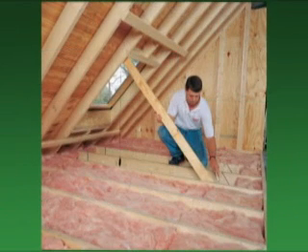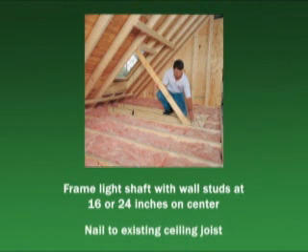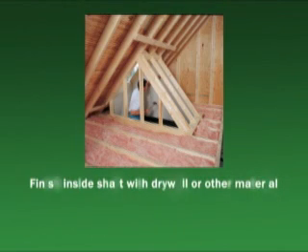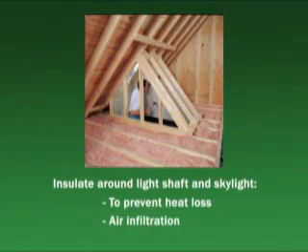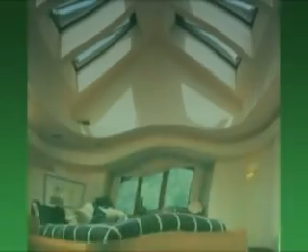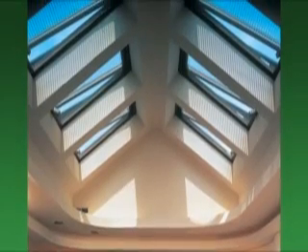Now the build and finish of the light shaft. Frame the light shaft with wall studs at 16 or 24 inches on center, and nail these to the existing ceiling joists. Finish the inside of the shaft with drywall or other material. Insulate around the light shaft and skylight to prevent heat loss, air infiltration, and condensation. You'll find that nothing adds more drama and character to a room than a skylight.